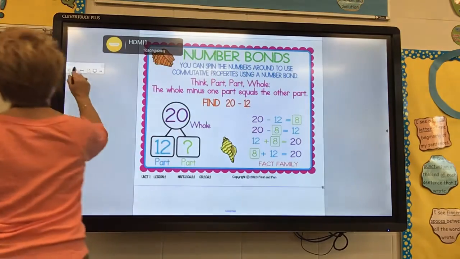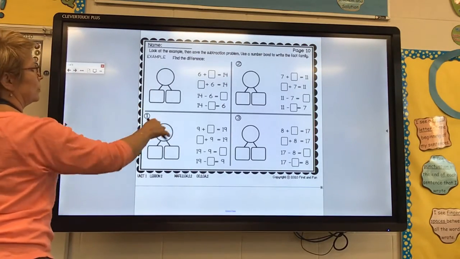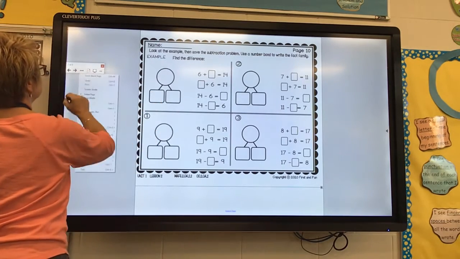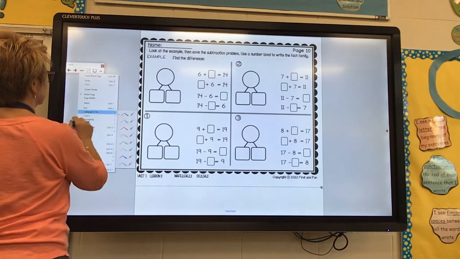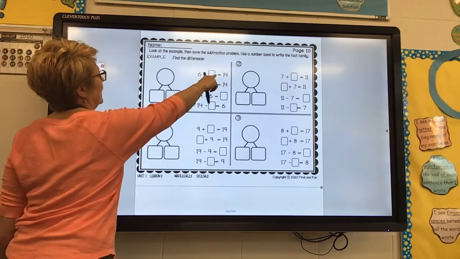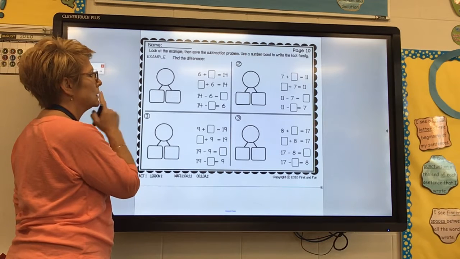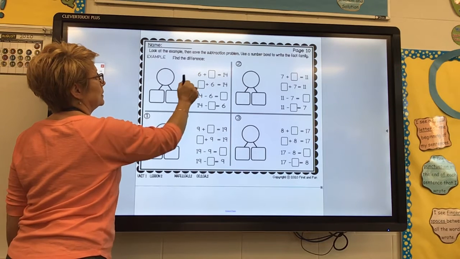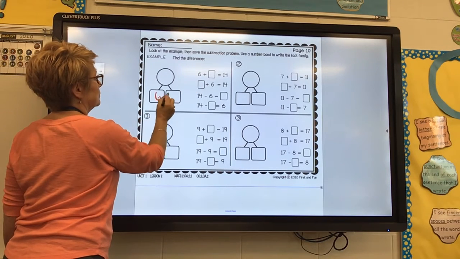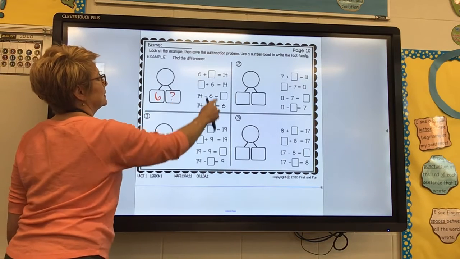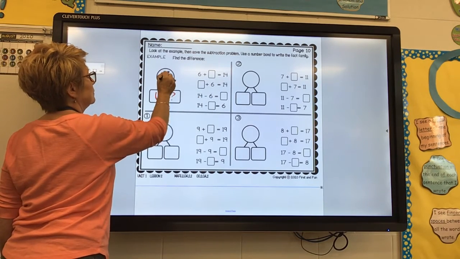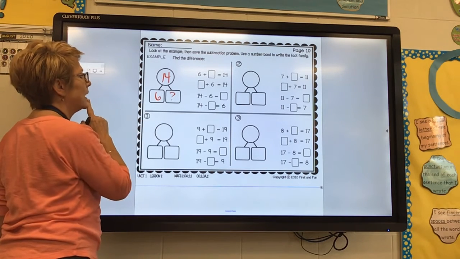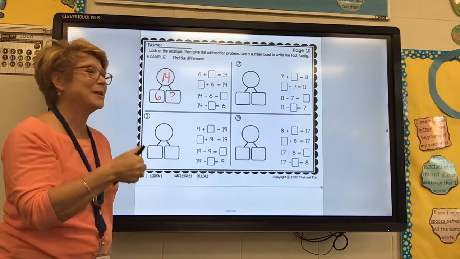We've already done this. We know that if we've got this page here, if I have that page, what is my whole? Well, I know when I'm adding, my two parts go at the bottom. So I can say 6 plus something, we don't know what that is, equals my whole, 14. What strategy can I use to count up to find that? I can use the count up strategy.